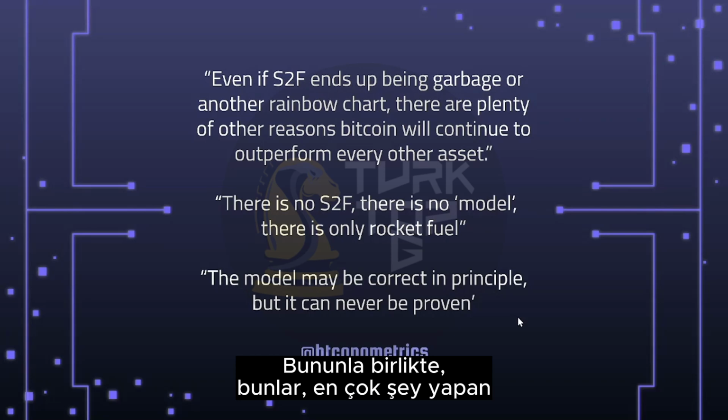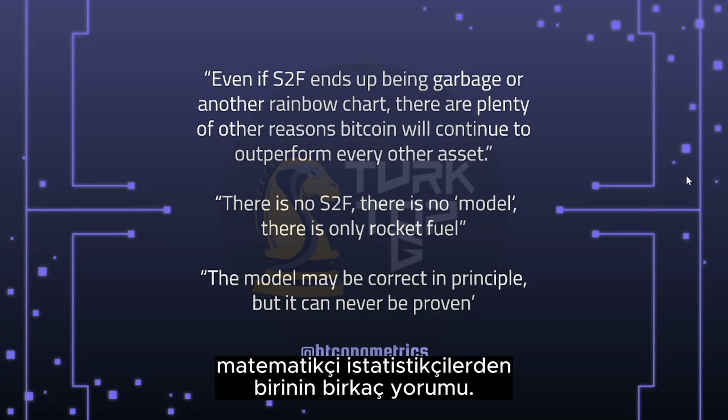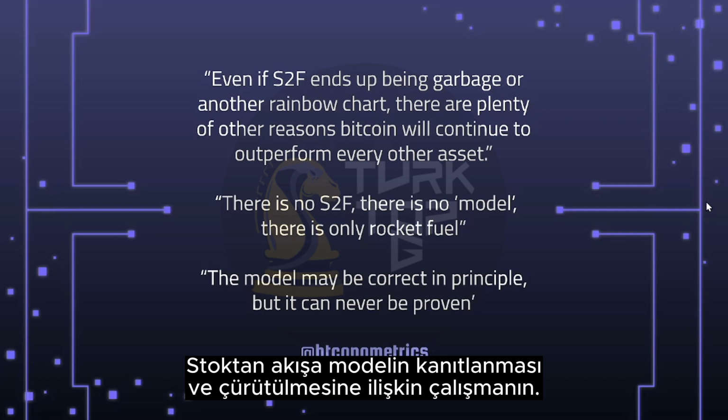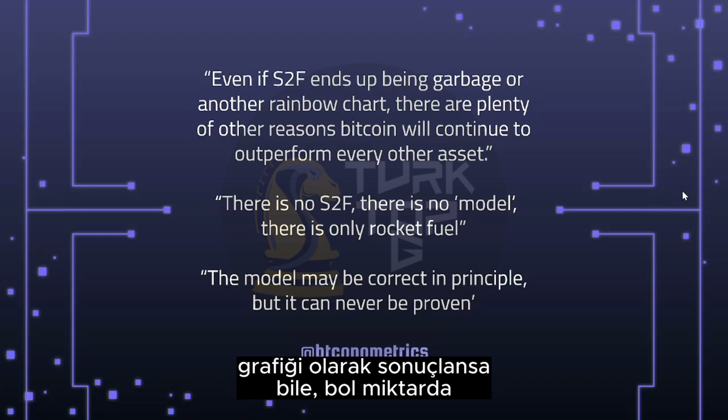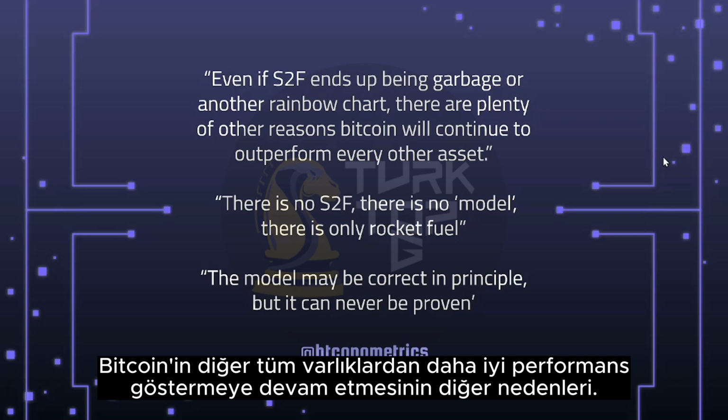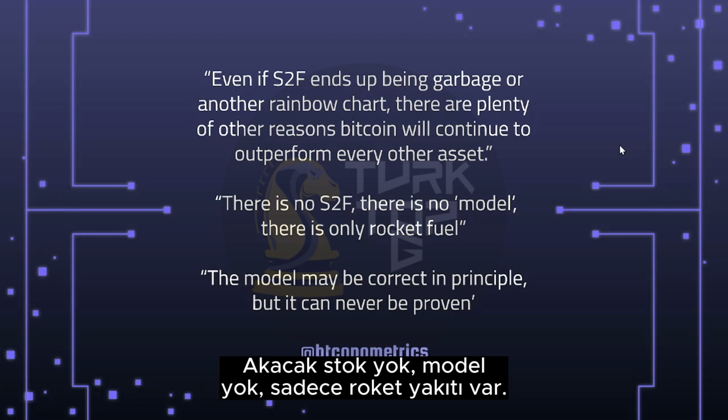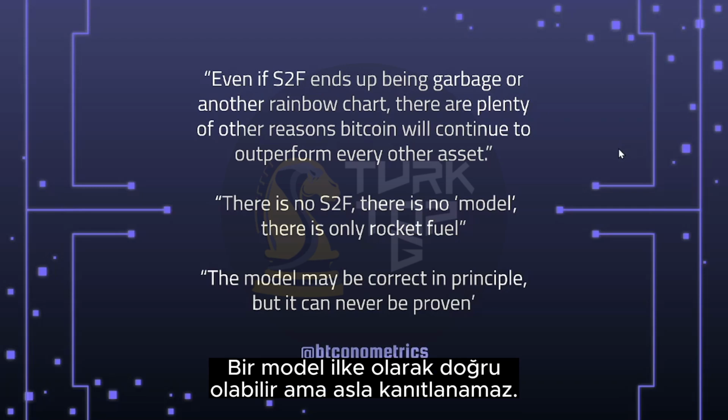However, these are a few comments from one of the mathematicians, statisticians that did most of the work on proving and disproving the stock to flow model. Even if stock to flow ends up being garbage or another rainbow chart, there are plenty of other reasons Bitcoin will continue to outperform every other asset. There is no stock to flow, there is no model, there is only rocket fuel. The model may be correct in principle, but it can never be proven.